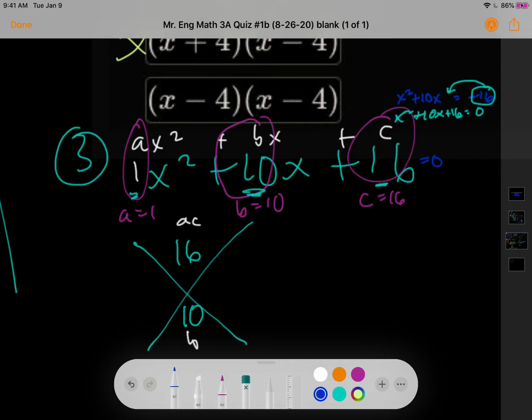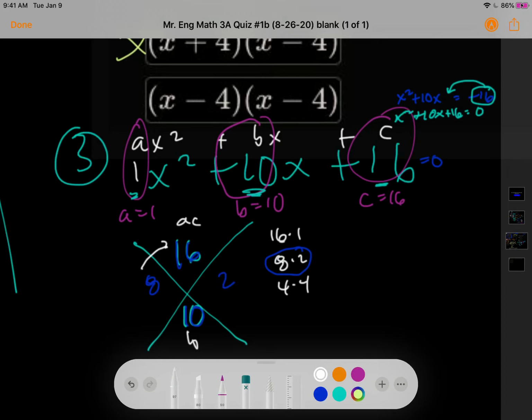You can list out all the factors of 16. Let's do that. 16 times 1, 8 times 2, 4 times 4. Notice how I wrote the larger numbers on the left side so you can subtract and make one of those negative or positive if you need it. And if I add these 2 together, that equals the 10 I need. So this would be 8 and 2.